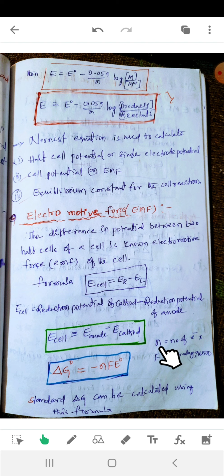Here delta G naught equals minus nF E naught, where n equals the number of electrons and F equals the Faraday, whose value is 96500. The standard delta G can be calculated by using this formula.